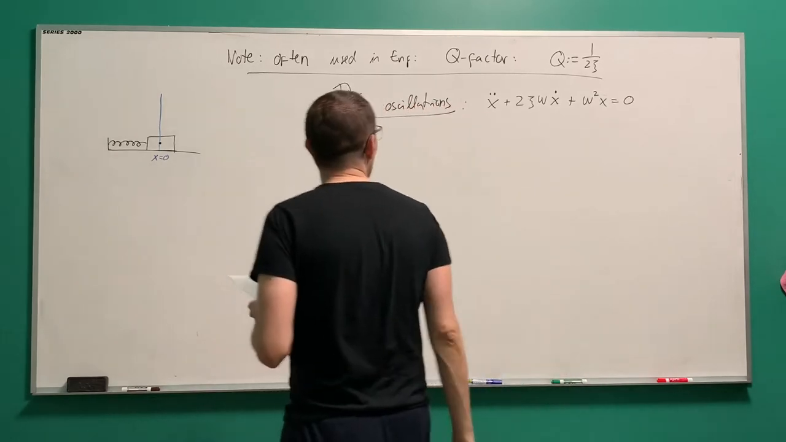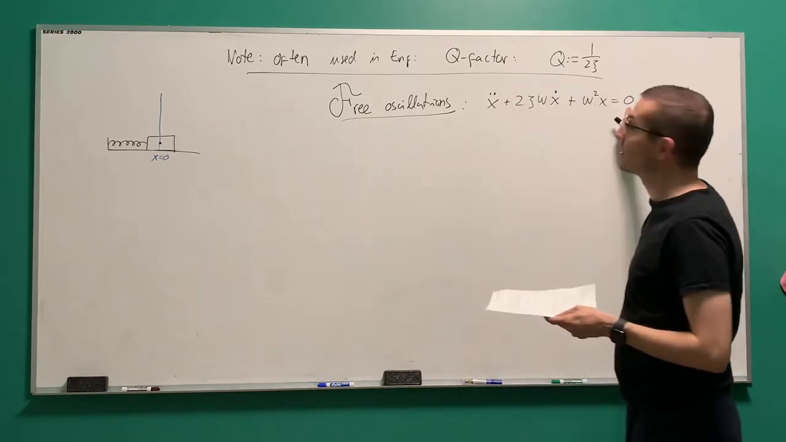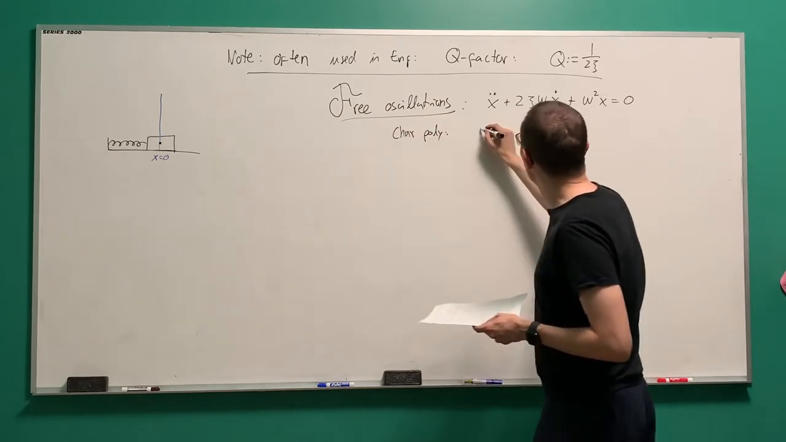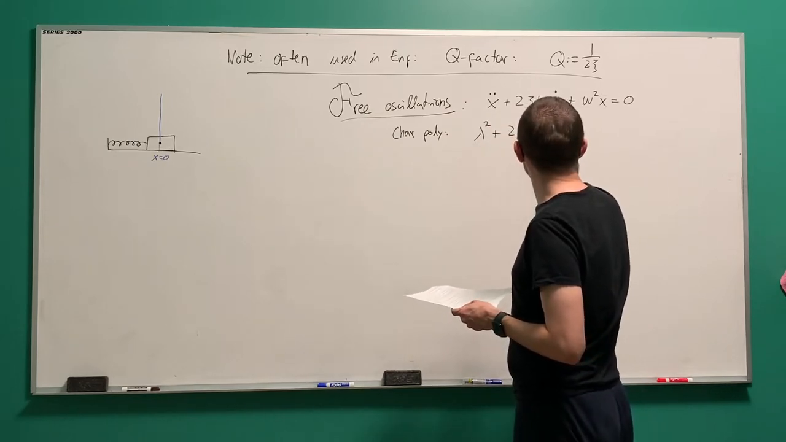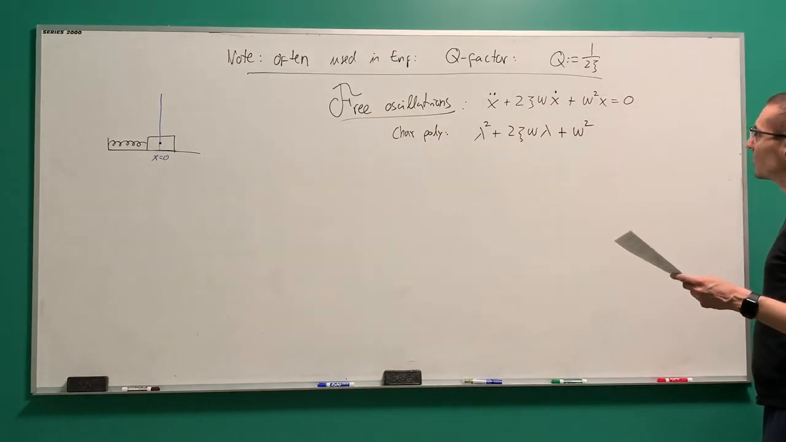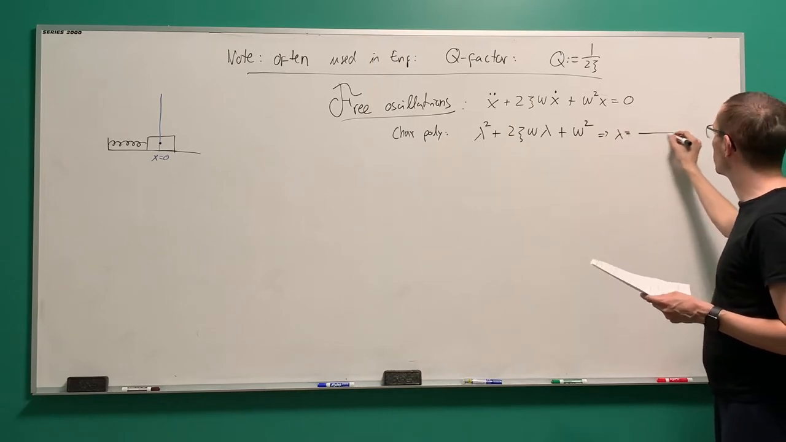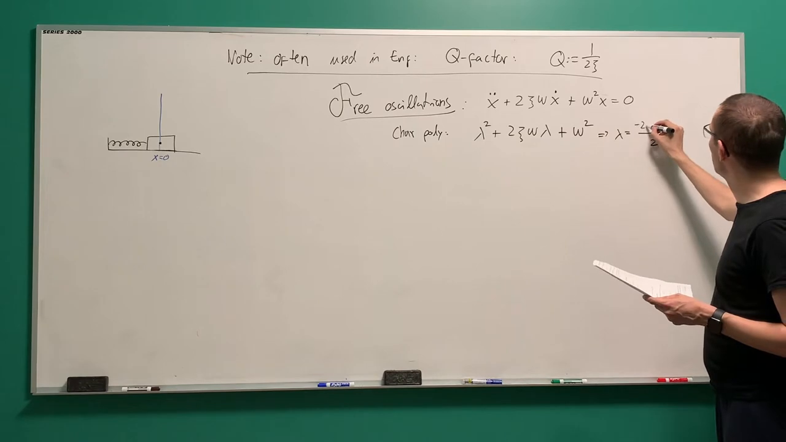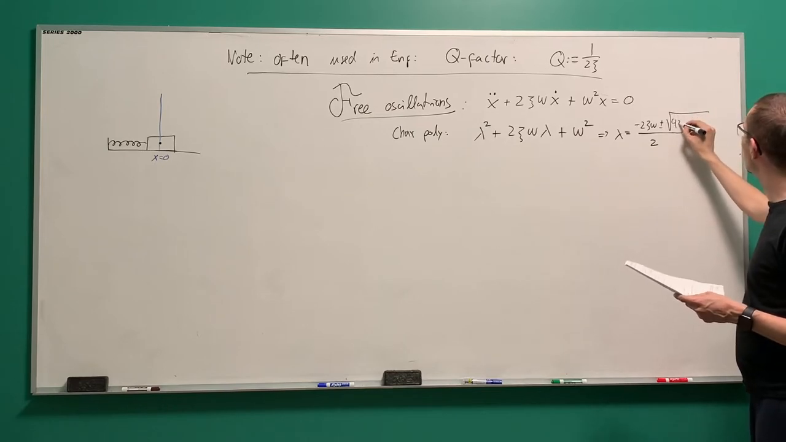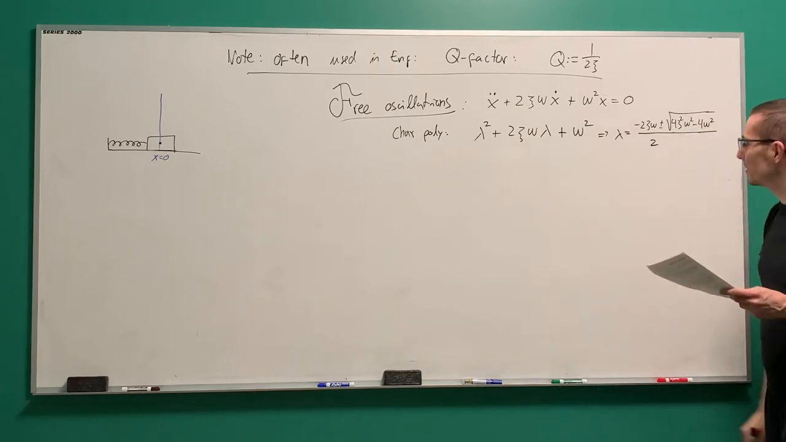All right, so we need to solve this equation. And we know step one, or the only step because this is homogeneous, is the characteristic polynomial. The characteristic polynomial is lambda squared plus 2 psi omega lambda plus omega squared. Okay, let's find the roots. Now, the roots are very easy. We just apply the quadratic formula. So lambda is equal to minus b, which is minus 2 psi omega, plus or minus the square root of 4 psi squared omega squared minus 4 omega squared, all divided by 2.